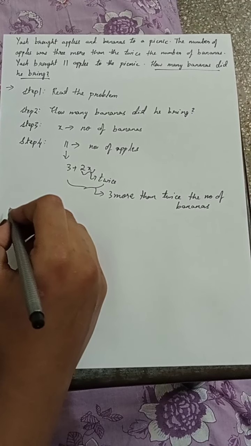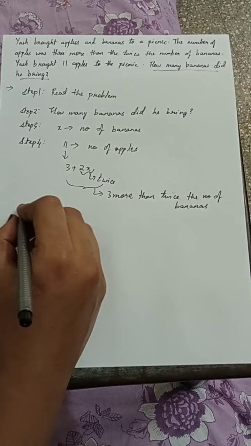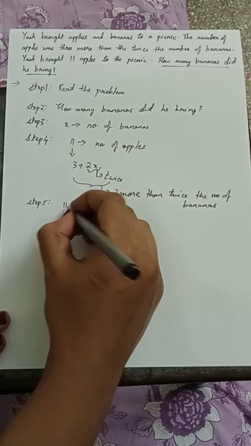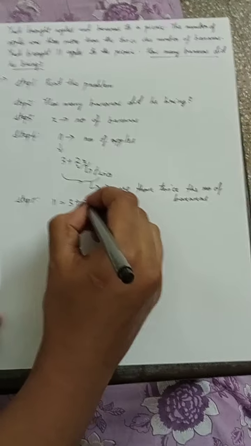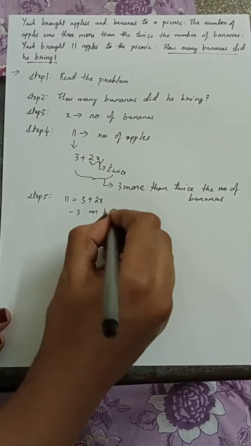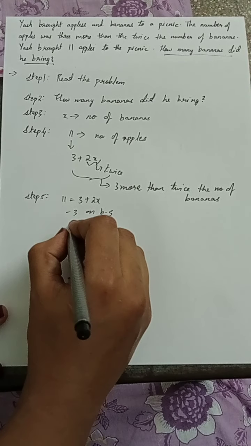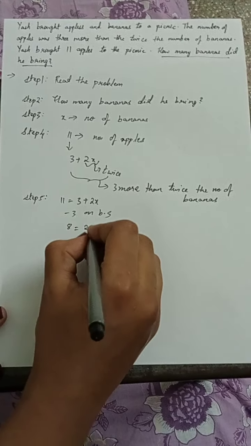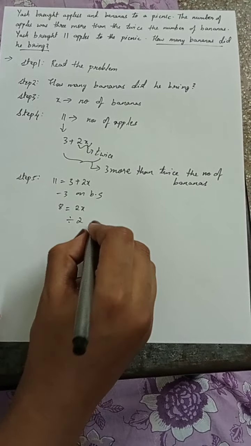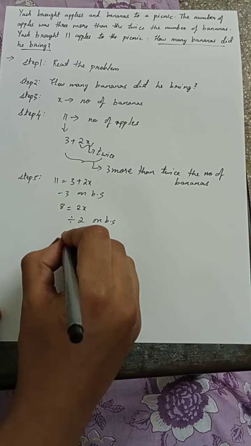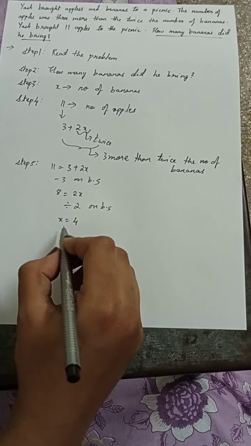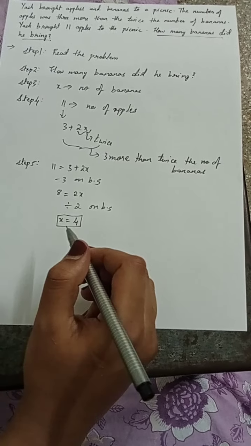Next, step 5. In step 5, we will be solving the equation. That is, 11 is equal to 3 plus 2x. Now I'll subtract 3 on both sides. So I'll get 8 is equal to 2x. So I'll divide by 2 on both sides. I'll be getting x is equal to 4. Now this is the simplified form.